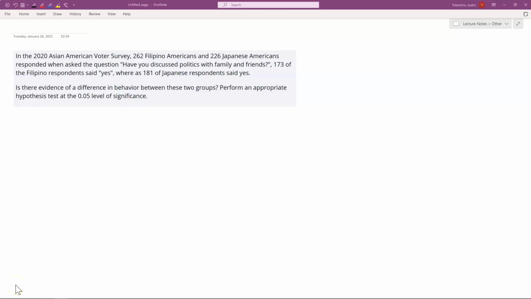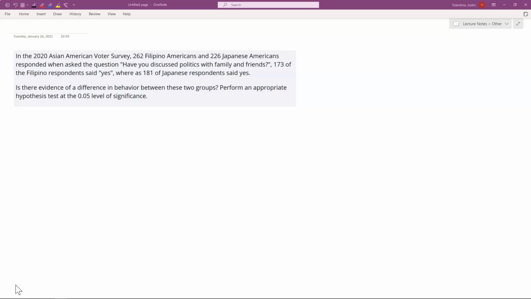In the 2020 Asian American Voter Survey, 262 Filipino Americans and 226 Japanese Americans responded when asked the question, "Have you discussed politics with family and friends?" 173 of the Filipino respondents said yes, whereas 181 of Japanese respondents said yes. So we want to know, is there evidence of a difference in behavior between these two groups?